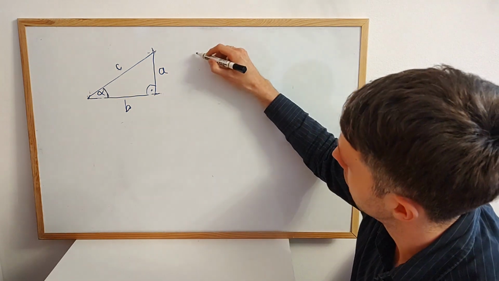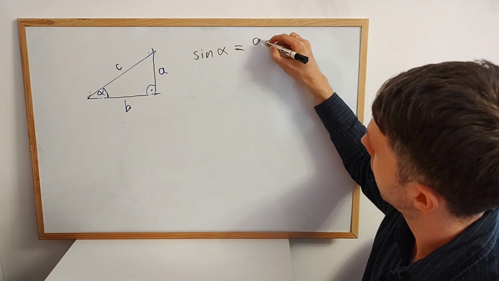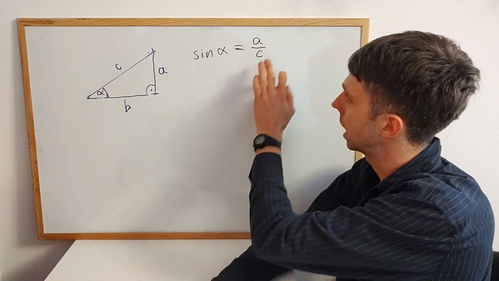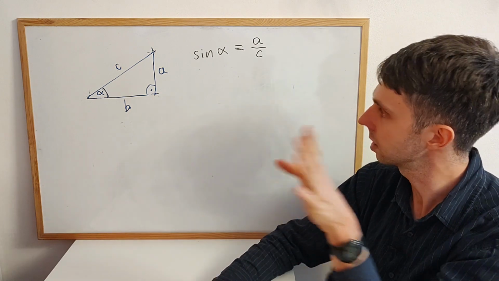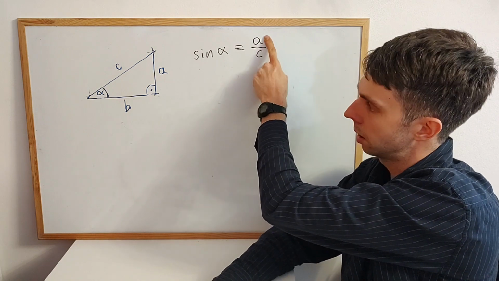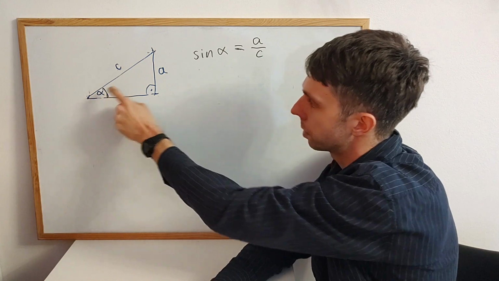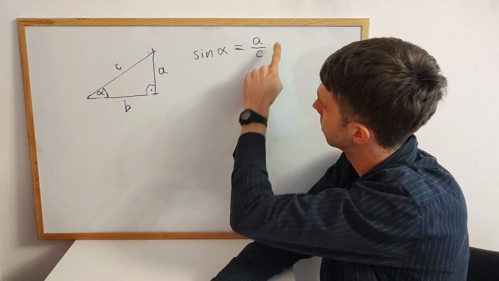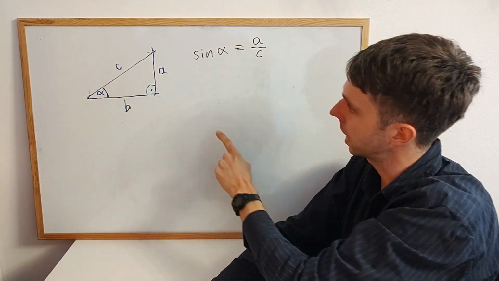So first one is sine alpha, and it will be A over C. What does it mean? It doesn't have to be A over C. It can be X over Y or whatever. What is important is that on top you take the leg which is opposite to the angle alpha, and in bottom of the fraction you take the hypotenuse, okay?